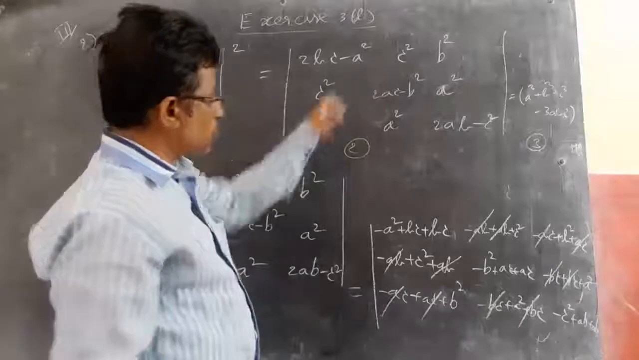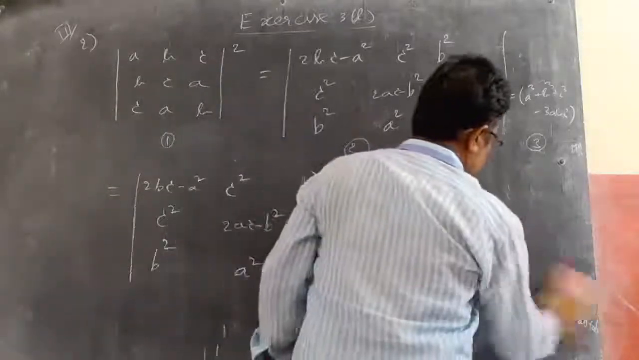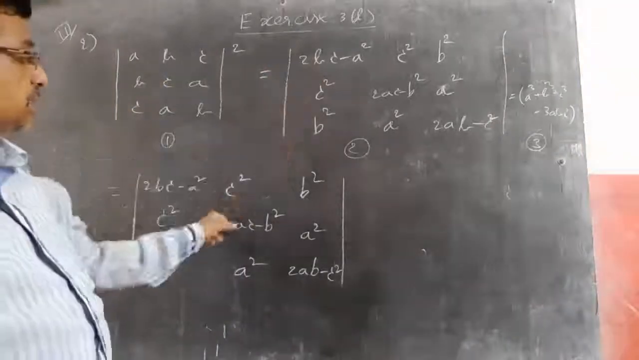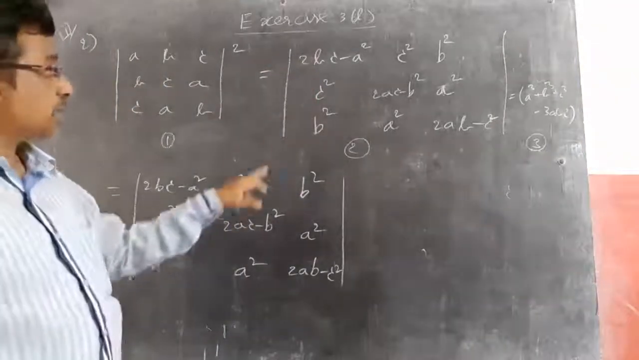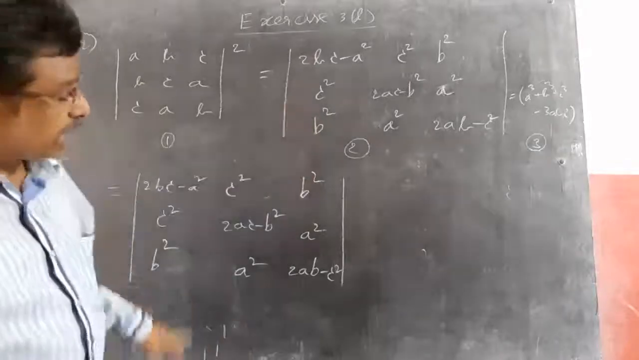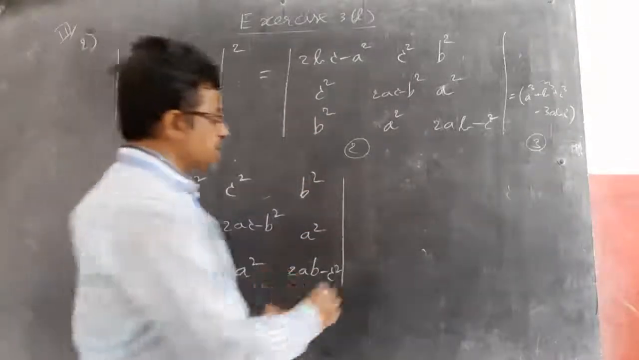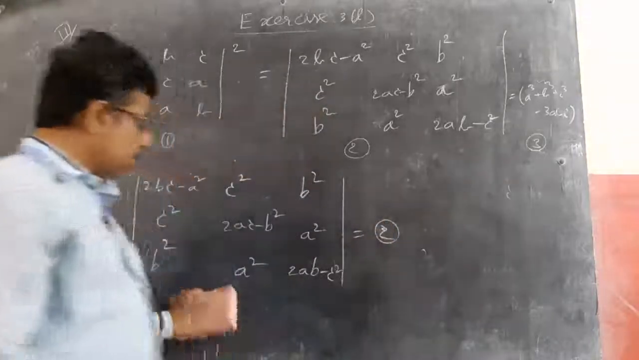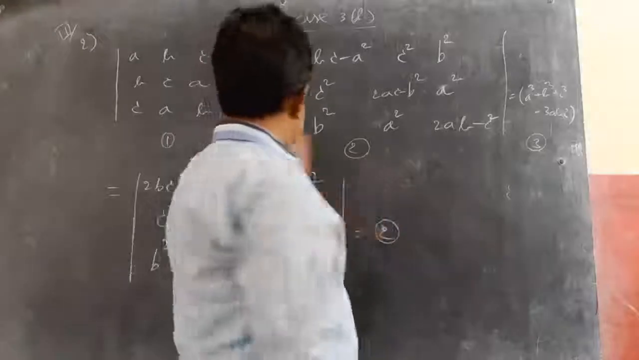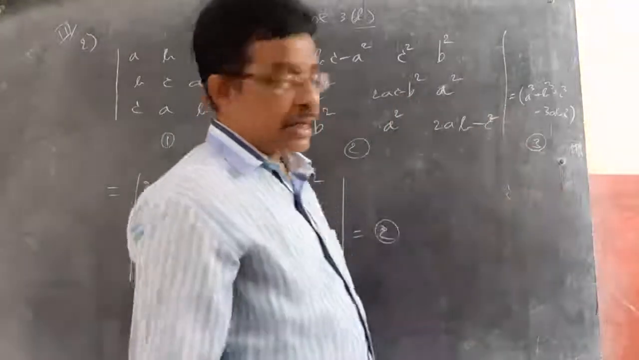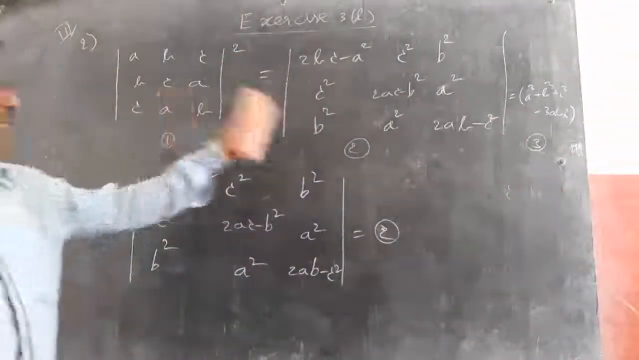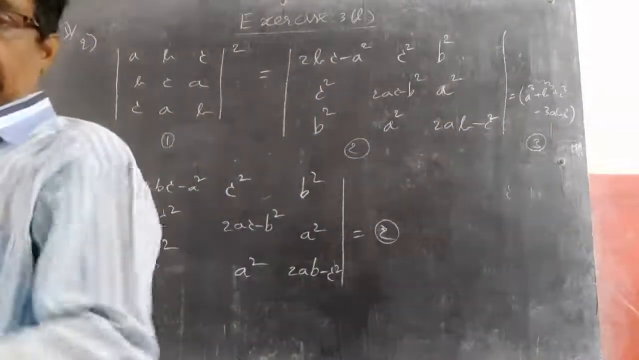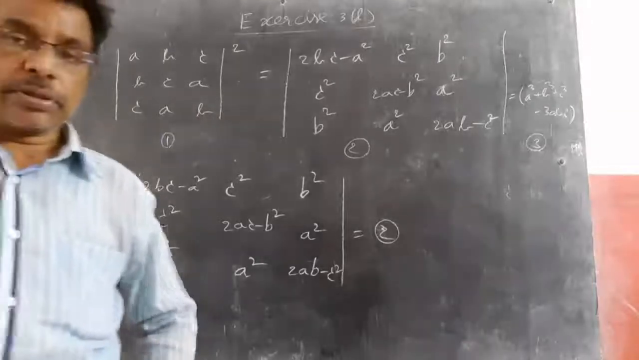This is what we have to prove. Check that. 2BC minus A square, C square, B square, C square, 2AC minus B square, A square, B square, A square, 2AB minus C square. So this is equal to part 2. So part 1, if I take, I got part 2. And part 1, I take, I already got part 3. So all the 3 are proved. This is equal to this, as well as this is equal to this. Means all the 3 are equal. Hence proved.